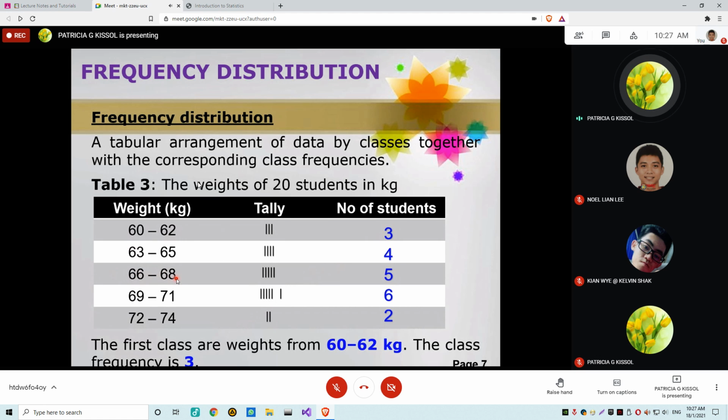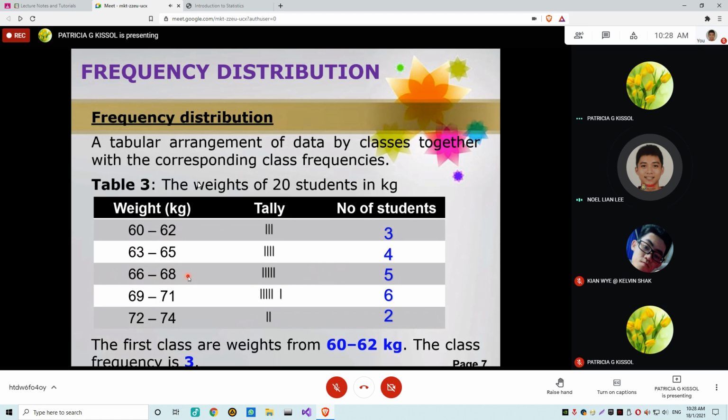That is our lower class boundary. And our upper class boundary is, you see 68 is the upper class limit. So the upper class boundary would be 68.5 because the next value is 69. So we take the in between 68 and 69. That's why we have 68.5. Is that clear? Any question?